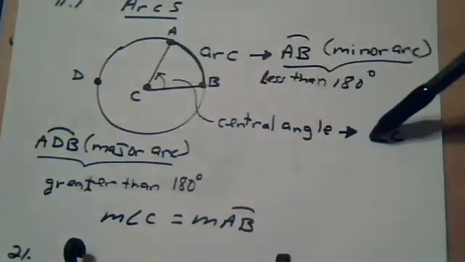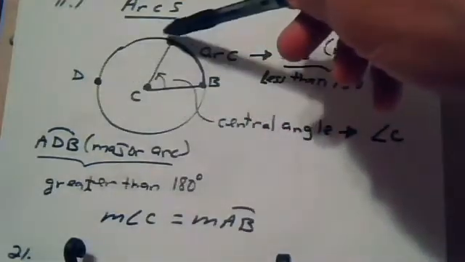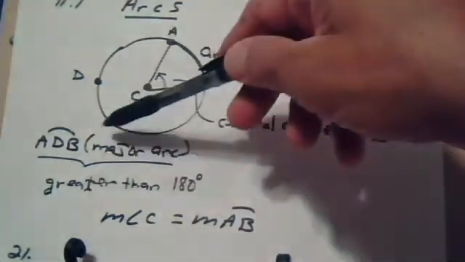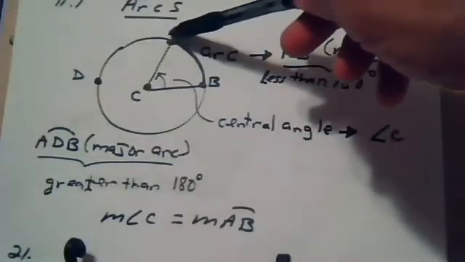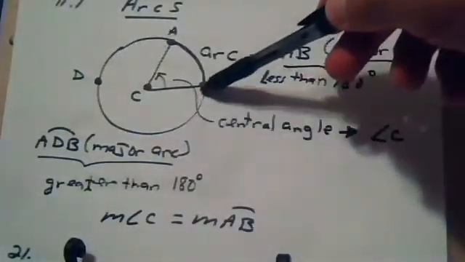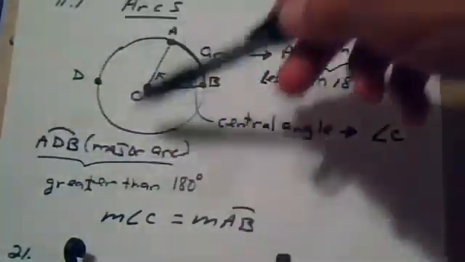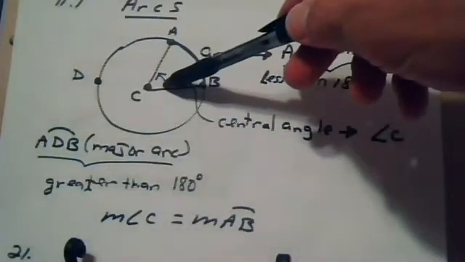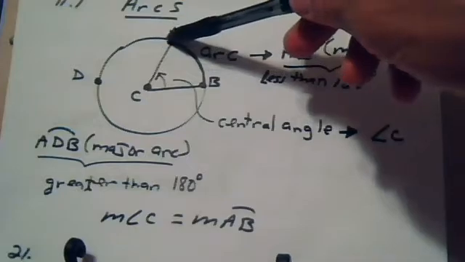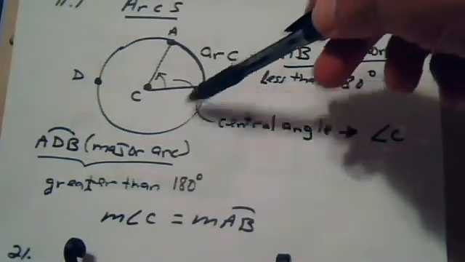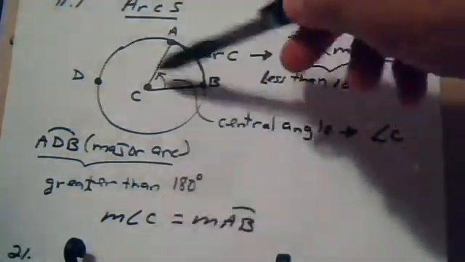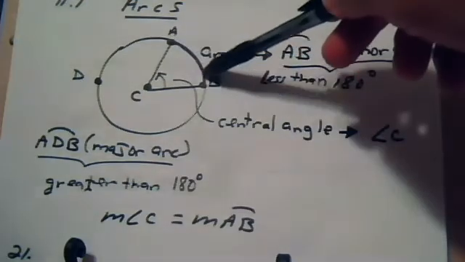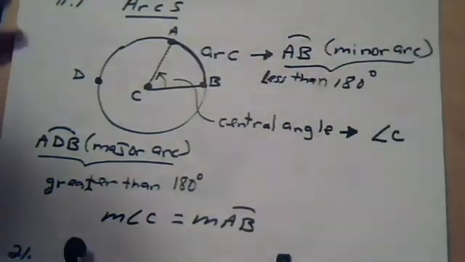Angle C is a central angle. If you go the other way around from A to D to B, you would call that a major arc. So this is major arc ADB. Notice I use 3 letters for that. It's greater than 180 degrees. The central angle measurement and the arc it cuts out have the same measurement. So if angle C was 50 degrees, arc AB would be 50 degrees also.